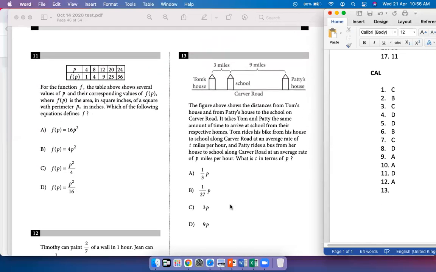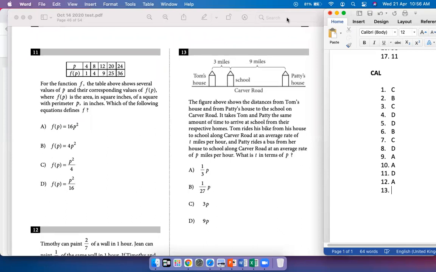Question 13. The figure above shows the distance from Tom's house and from Patty's house to the school on Carver Road. It takes Tom and Patty the same amount of time to arrive at school from their respective homes. Tom rides his bike from his house to school along Carver Road at an average rate of t miles per hour, and Patty rides a bus from her house to school at an average rate of p miles per hour. What is t in terms of p?